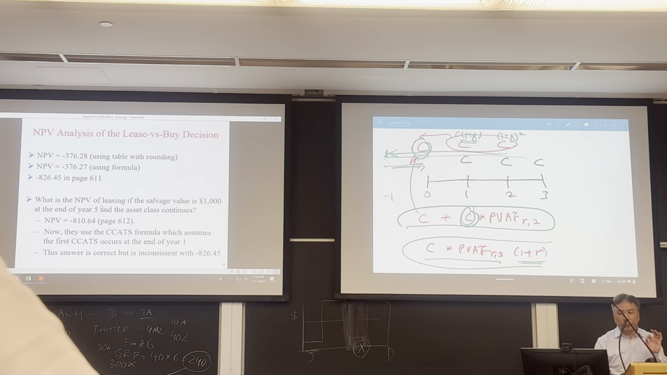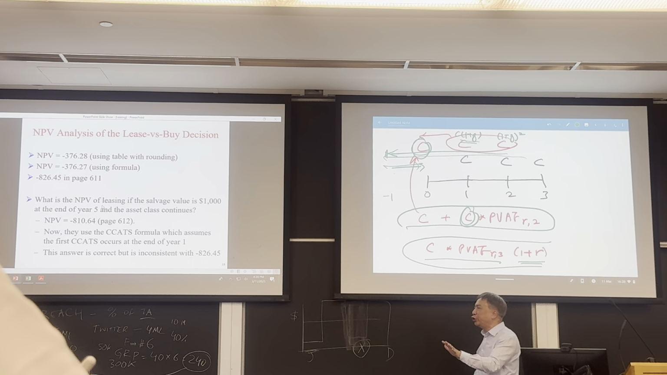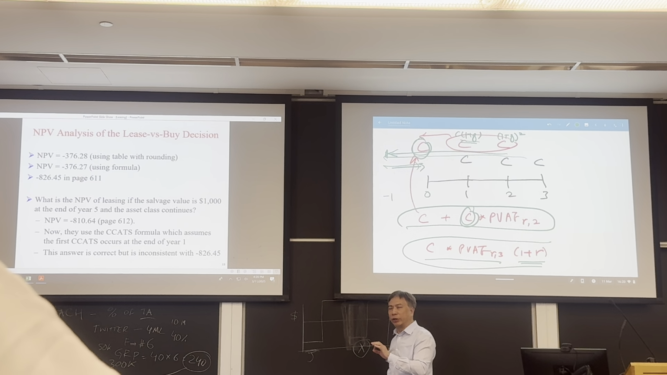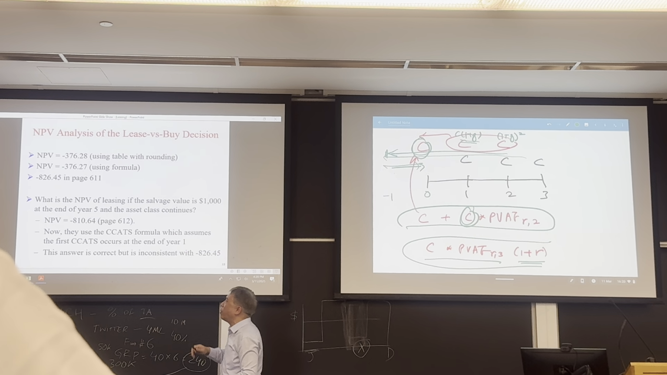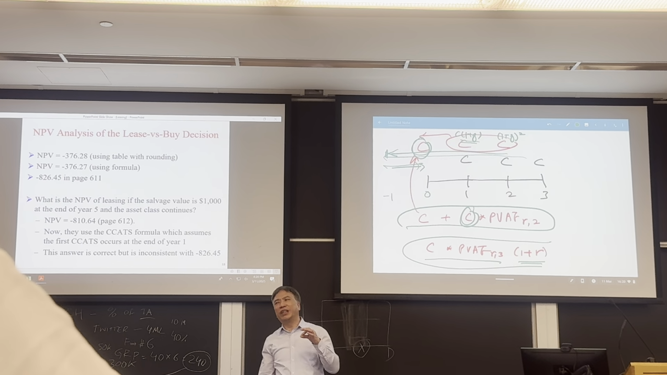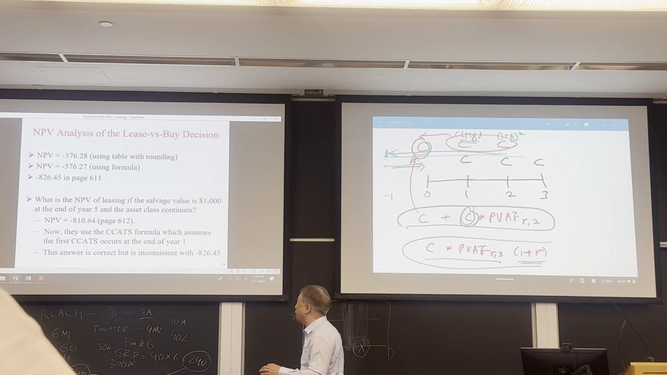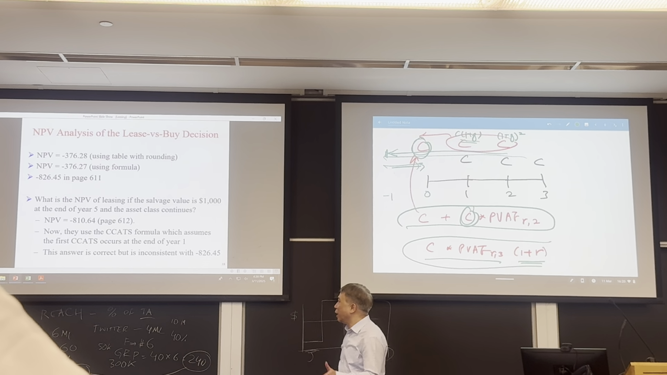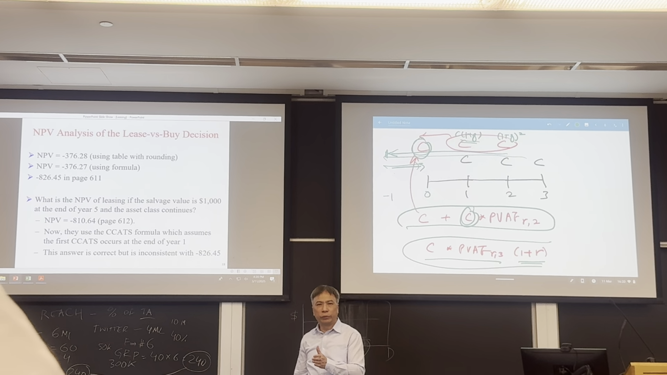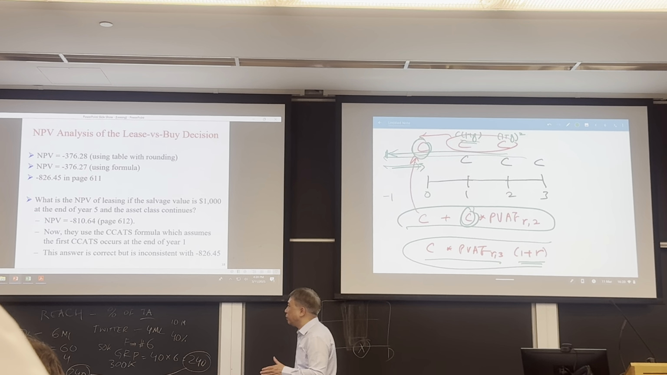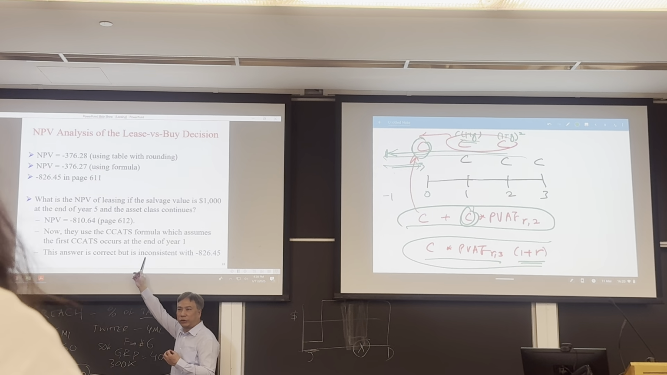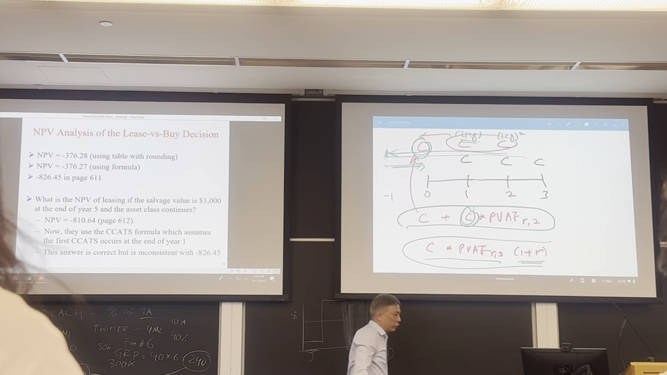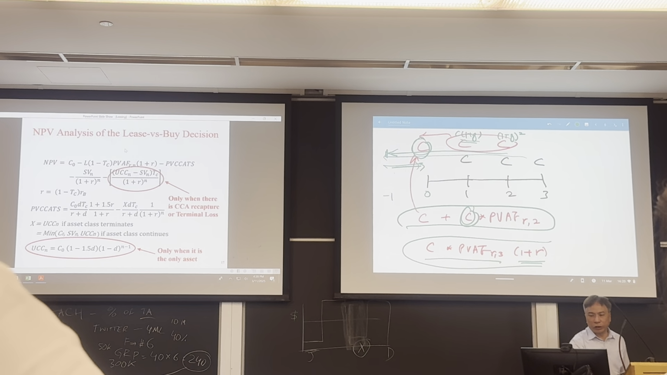All right? Now, the problem is, I'm fine if they assume the tax shield happens at the beginning of each period. But the problem is, they move on to the question, say, what is the NPV of this leasing if the salvage value is $1,000 at the end of year 5 and the asset class continues? And then this time in the textbook, they use the CCA tax shield formula to calculate everything, basically using all this formula to calculate the NPV.